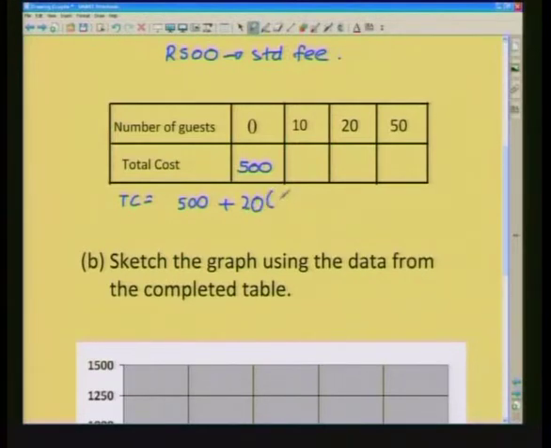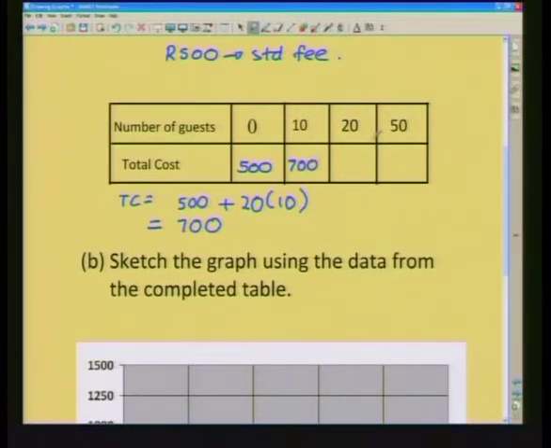So if there are 10 guests, she's going to pay 200 Rand because 20 times 10 is 200 Rand. So since she would pay that 200 Rand plus the standard 500 Rand, the standard fee, she would then have to pay 500 plus 200, which is 700 Rand. So when 10 guests arrive to her birthday party, she would have to pay 700 Rand to use the hall.